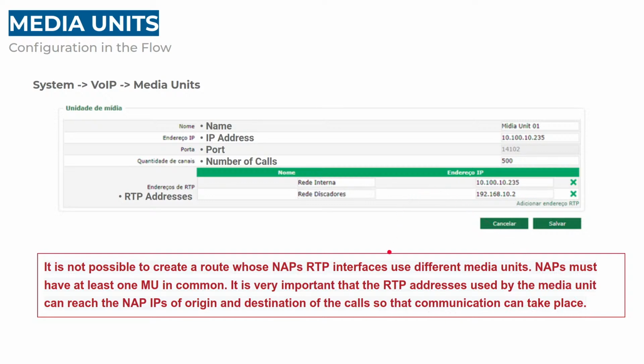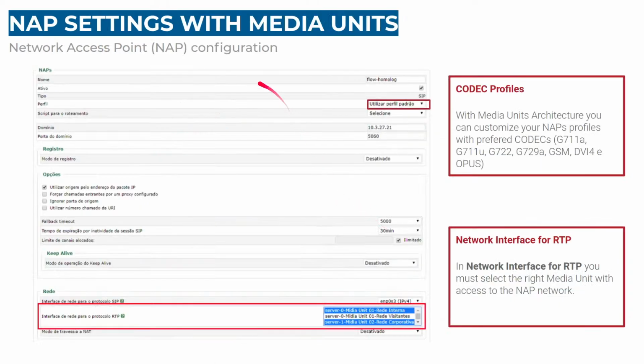This is very important. You have to assign a media unit in the NAP. If you have two NAPs and these two NAPs have to talk to each other, you have to put them in the same media unit. So this is very important in order to receive the RTP between them. So we have here the NAP settings. This is how we configure the NAP.